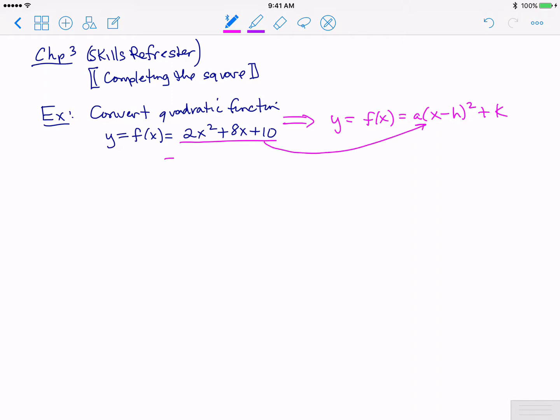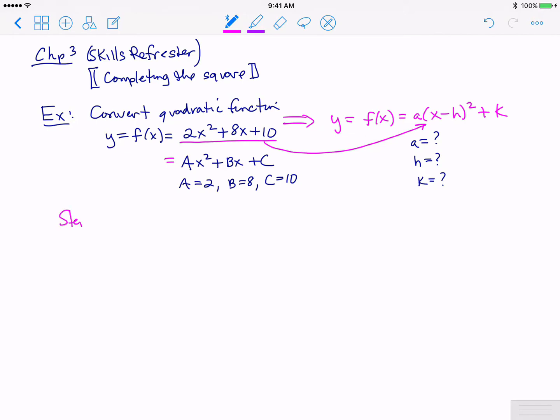Okay, the format of the equation that we're given is of the form ax squared plus bx plus c. So in this problem, a is 2, b is 8, and c is equal to 10. So we're trying to convert it to a format to figure out what is little a, what is h, and what is k. The process by which we do this is the method of completing the square. So let's convert across.